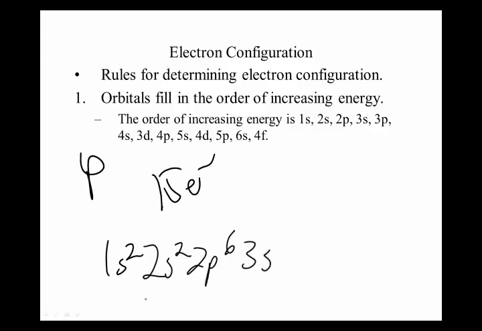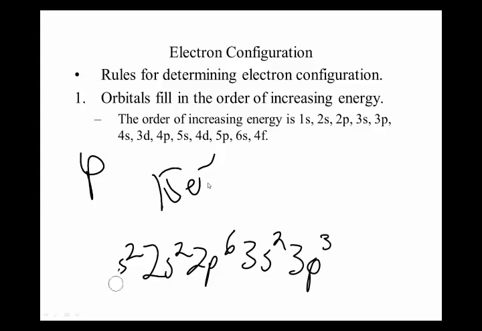3s. Right now I'm going in order. So 3s2, so now I've used 12, and I only have 3 left. This 3p could take 6, but I've already used up 12 of my 15. I've only got 3 left, so the remaining 3 just go in the 3p. Hopefully that makes sense.